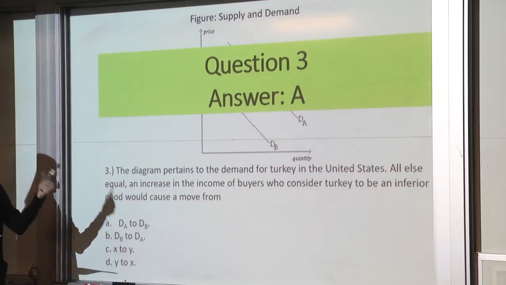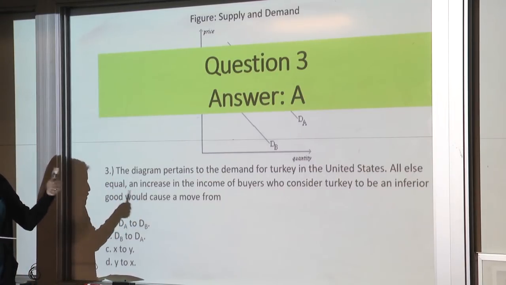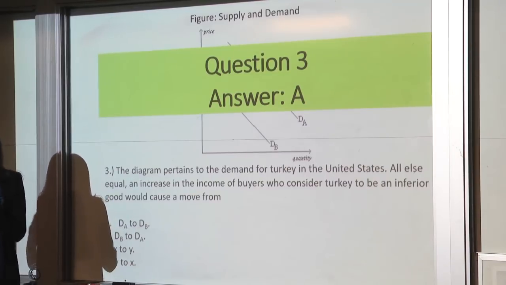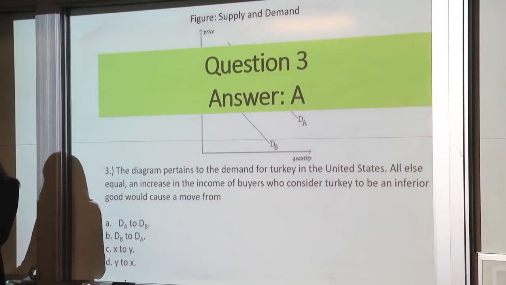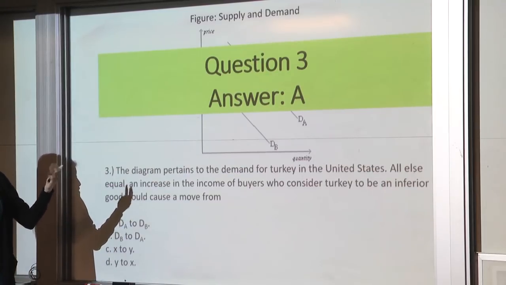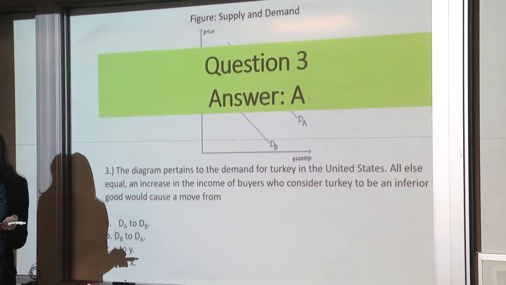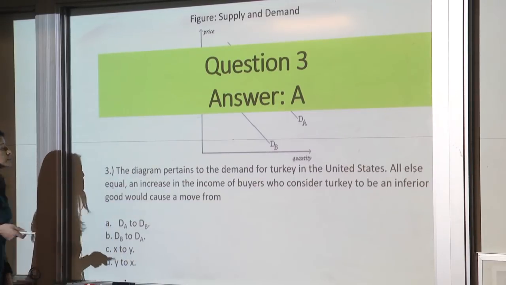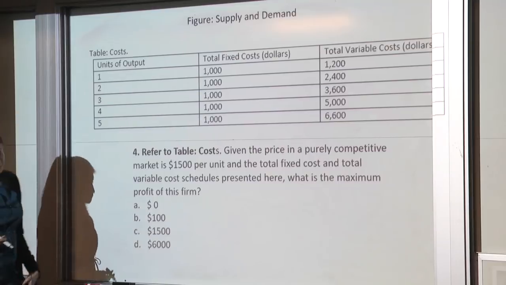Again, the key thing to have in mind here is that what is changing is not the price of the good, it's something else, in this case, the income, okay? And what is the relationship of income and demand in this case? Because if it is an inferior good, the relationship is negative, okay? Next question.